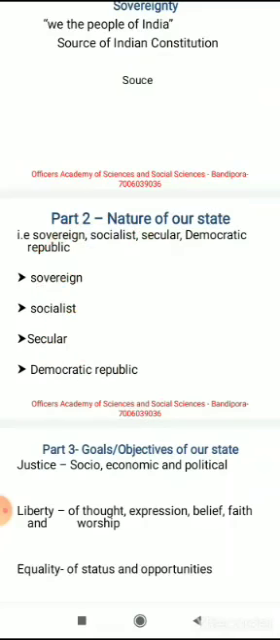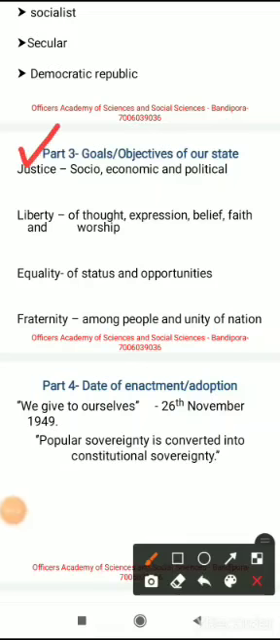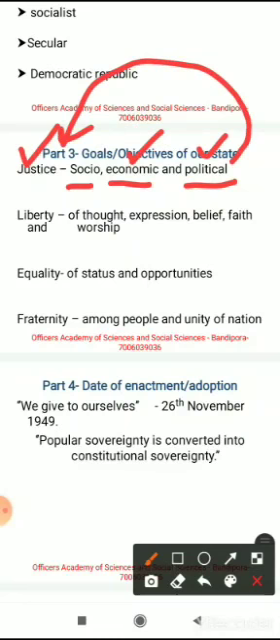Now we shall be coming to the third part of our lecture, that is the goals and objectives of our state. As you can see, our preamble says that we shall constitute India as a society of justice. Justice in terms of social justice, economic justice, and political justice. Because we are a socialist state, there is equitable distribution of resources. There should be political justice, because we have this right to vote, that will ensure political justice. After justice, there should be liberty of thought.